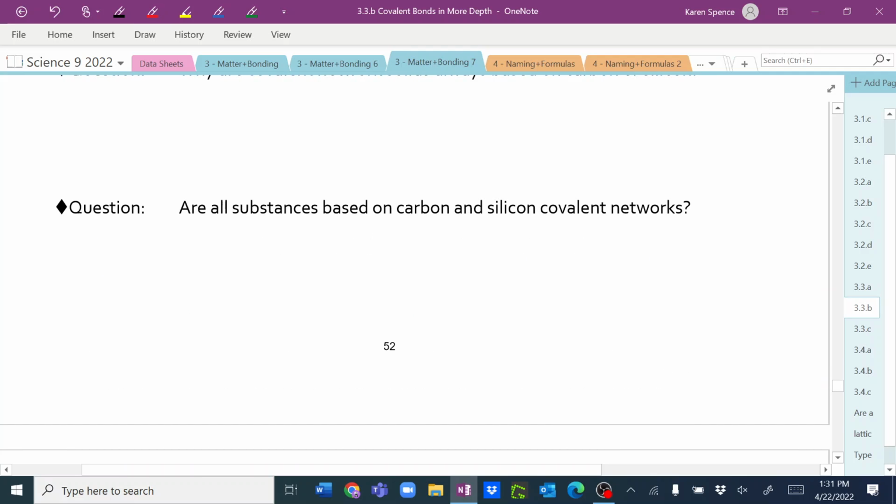And I think that's it for this one. We're just going to do a little bit more, and then I'm going to give you some time to work on homework. So let's see where we're at. Dot and cross diagrams. Yes, this is what we want to do. This is on page 64.